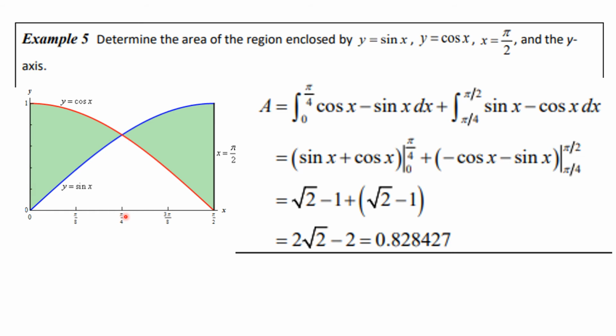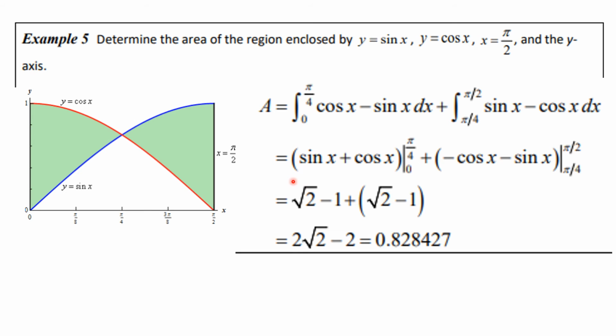You notice at this point, which you have to solve for, so you have to be able to solve trigonometric equations, these two are equal to one another at pi over 4. So the area is going to be the integral from 0 to pi over 4, the top function, cosine, minus the bottom function, which is sine, plus the integral from pi over 4 to pi over 2. Now the sine function is on top and the cosine is on the bottom.